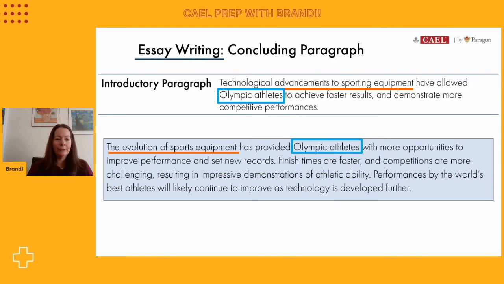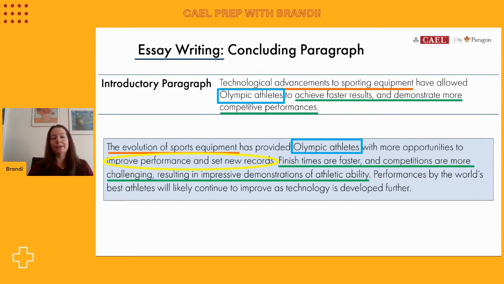I think in order to really capture the two main points we talked about, what we did here is we looked at a broad approach first. So this whole essay talked about how this new equipment allows athletes to improve performance and set new records. That's sort of the general gist of what we were talking about. And we finish our conclusion with the specifics. So remember, in our introduction, we identified those two key ways in which athletes are demonstrating better performances. They speak about faster results and demonstrating more competitive performances.